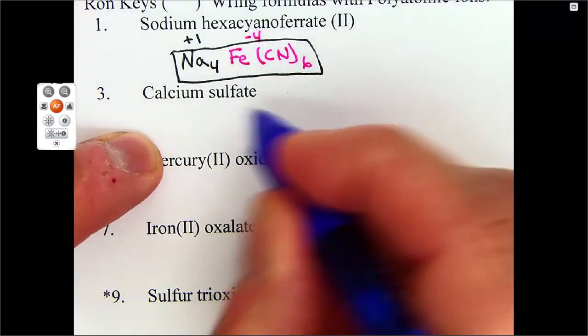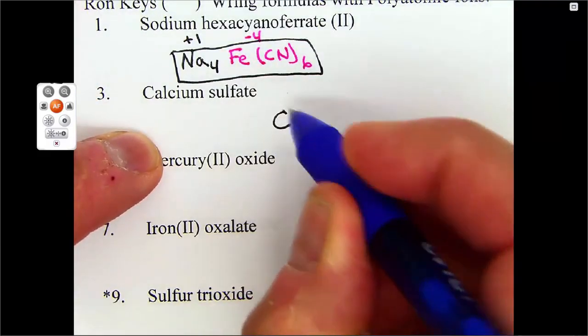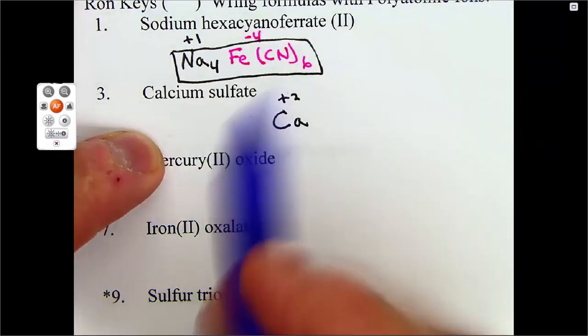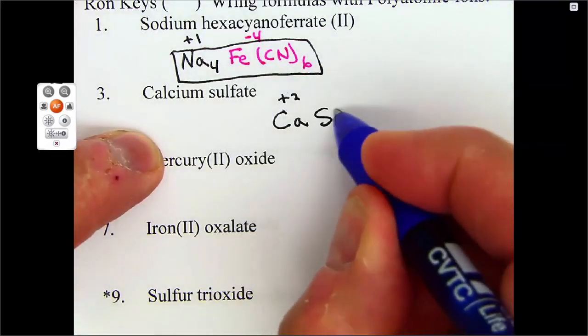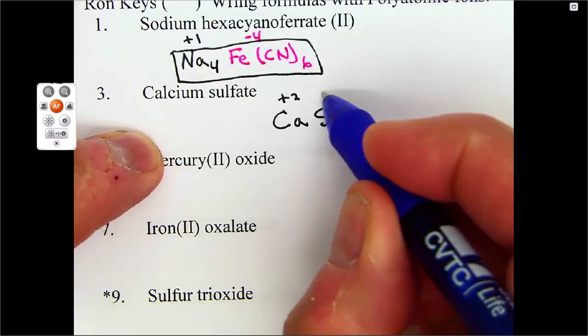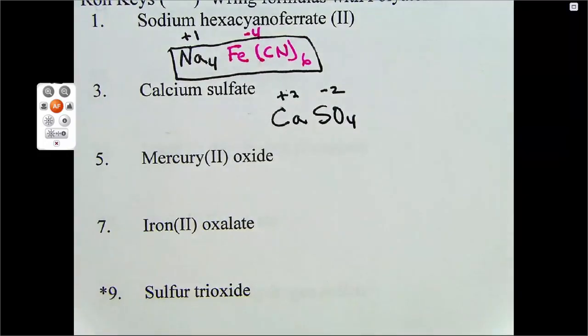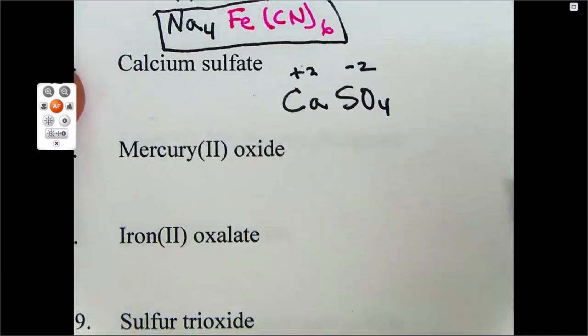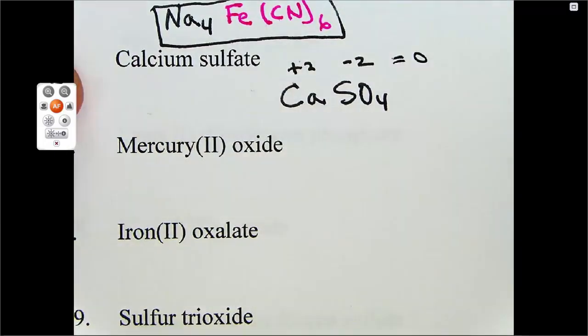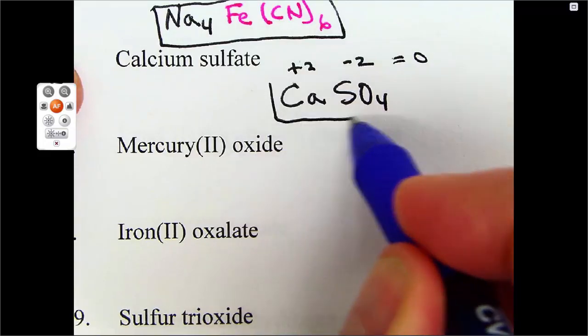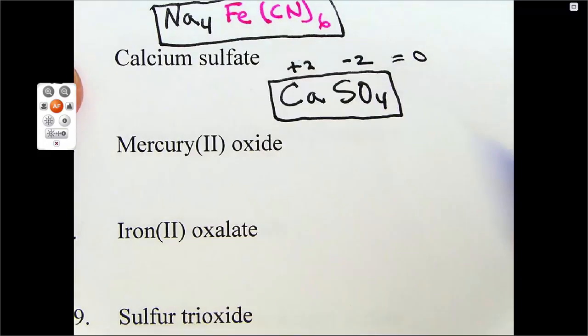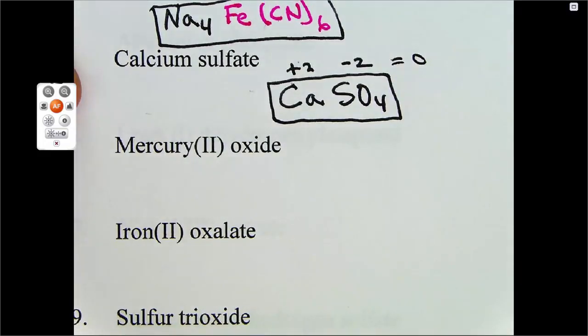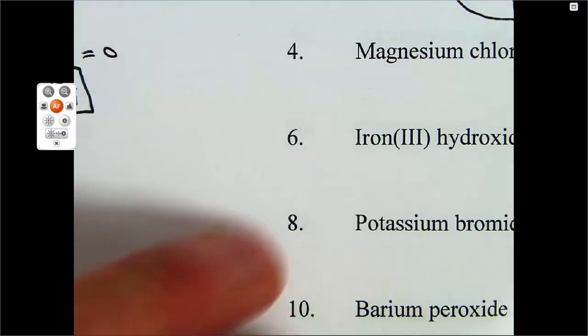So number 3, we have calcium, which is Ca, positive 2. We have sulfate, SO4, which is -2. So we are done. We have 0 across the top, right? Calcium sulfate. Okay. +2, -2. We have calcium sulfate.